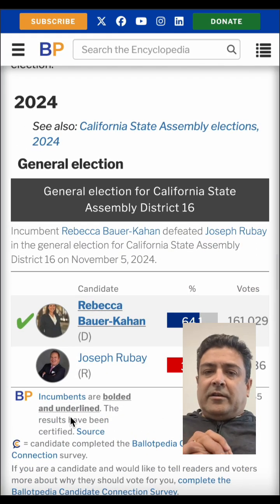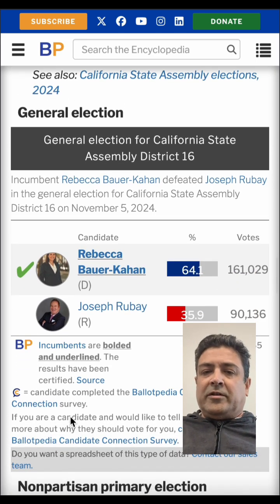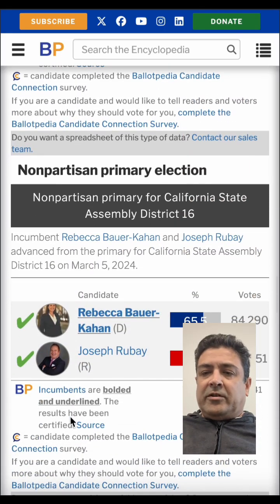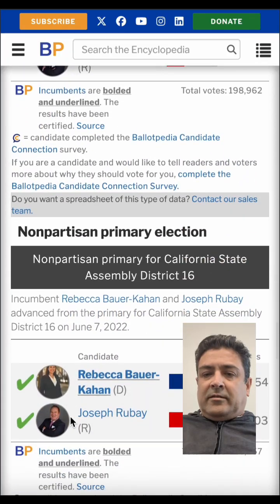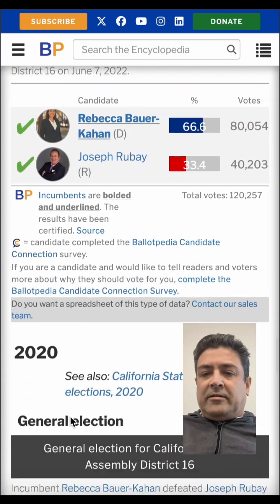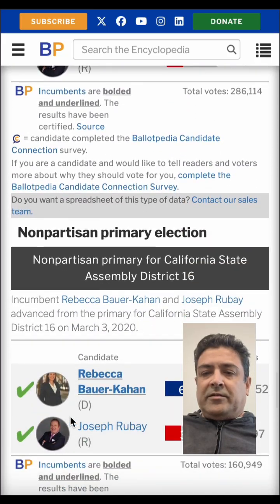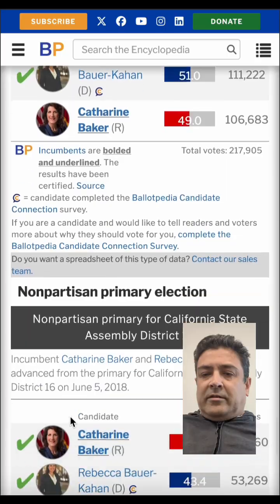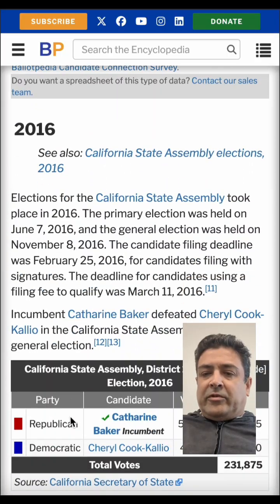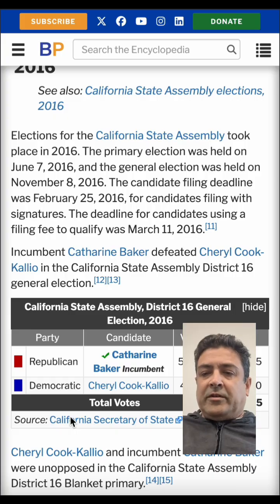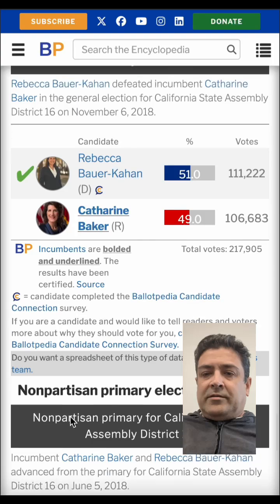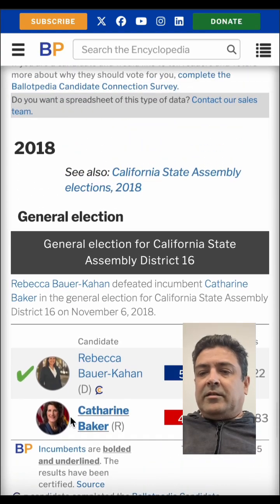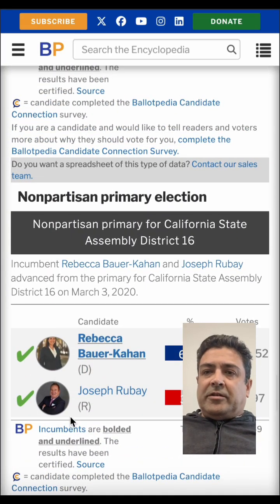First, as you see here, in the previous election since 2024, there was a Democrat, one Republican. Prior to that, there's one Democrat, one Republican. Next, Democrat, Republican. And the non-partisan primary, Democrat, Republican. Go till the time we can see it's all Democrat or Republican. Before 2016, there used to be a Republican representative having a significant vote bank here. And it changed since 2018. And since then, the Democrat margin has been going up.